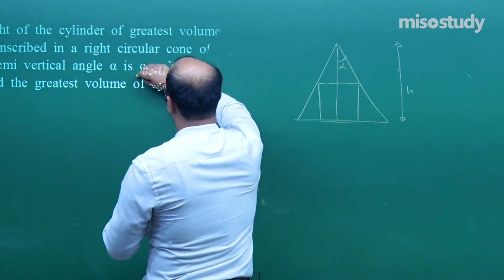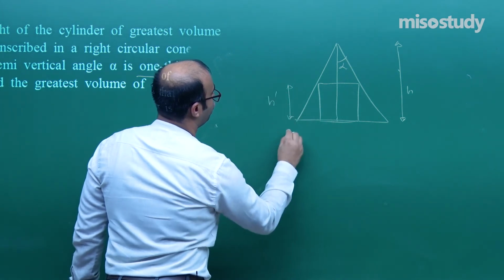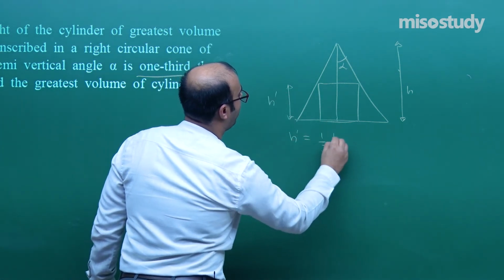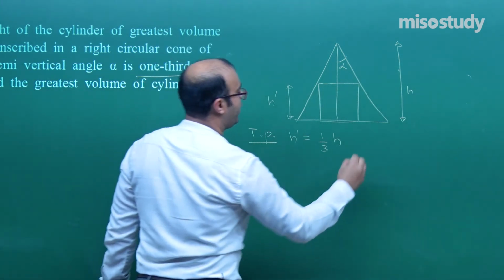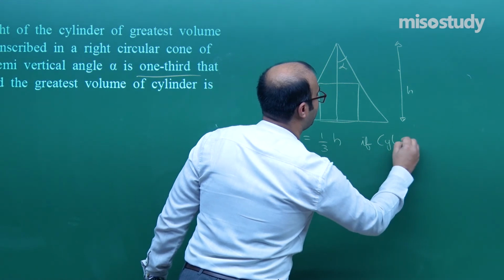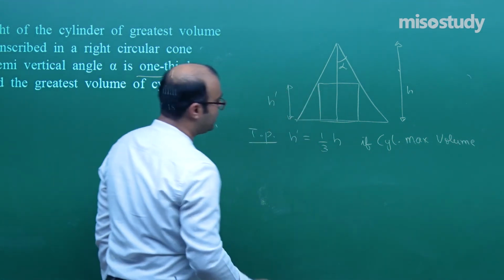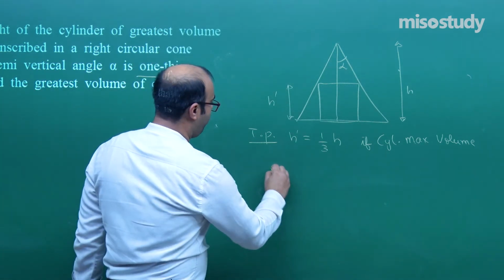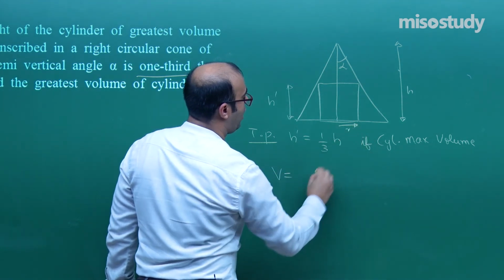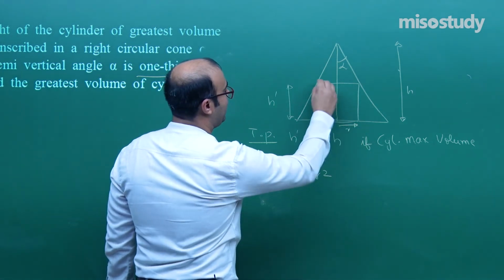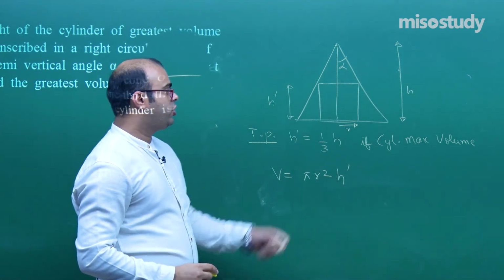They are saying 1/3. That means this height of the cylinder, h dash, should be equal to 1/3 of the height of the cone. This we have to prove if the cylinder is having maximum volume. Right, students? So let us see the volume of the cylinder. Volume of the cylinder is pi r square h. This is the radius of the cylinder r, and h is the height of the cylinder, which is h dash here. So pi r square h dash.